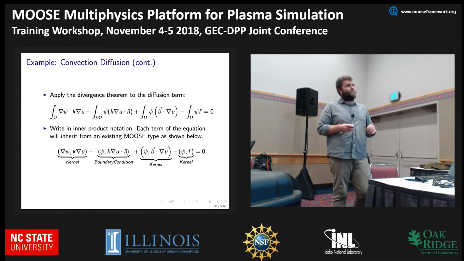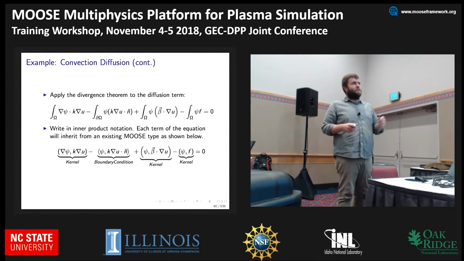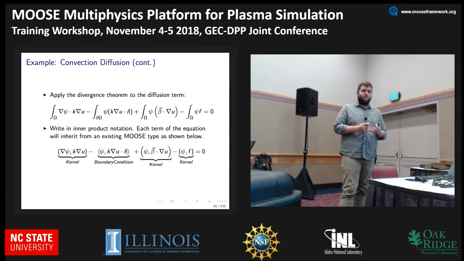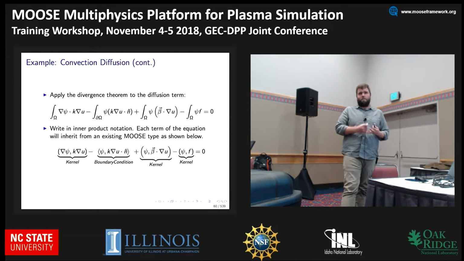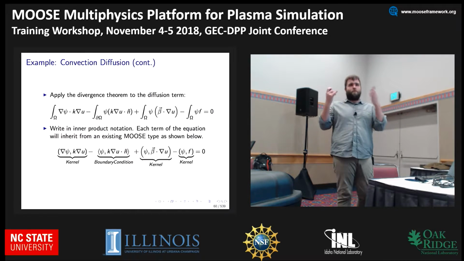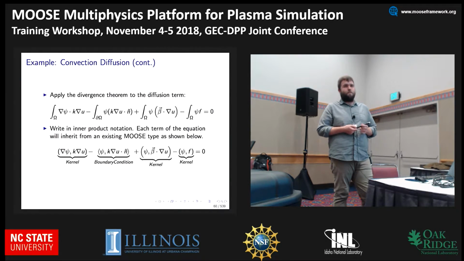A kernel is MOOSE for a piece of physics. So the diffusion in your equation will be a kernel, or your advection term will be a kernel, or a reaction term will also be a kernel. Anything that's a boundary condition is a different object.